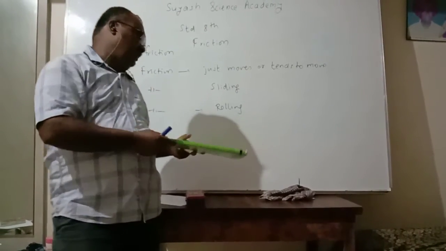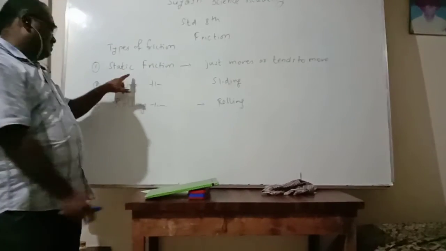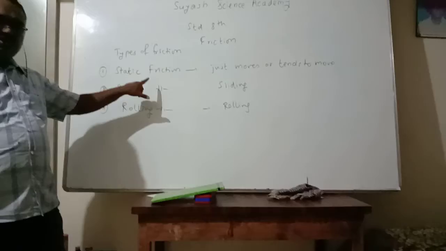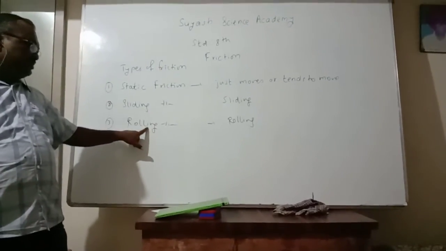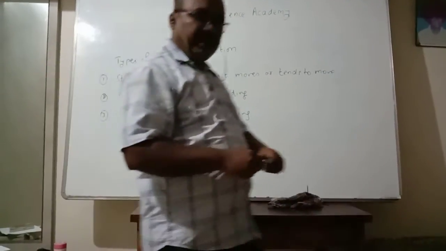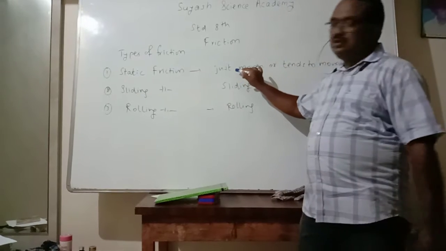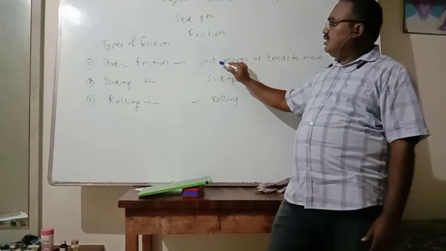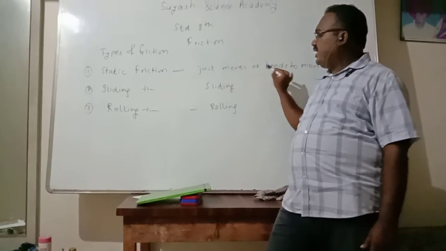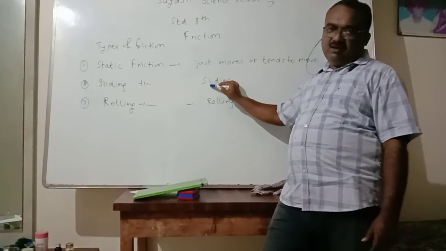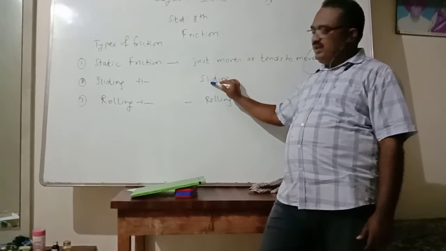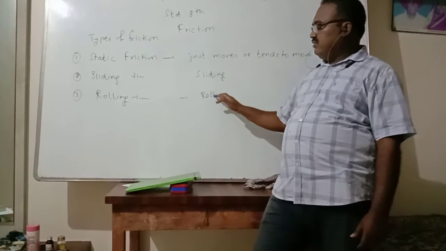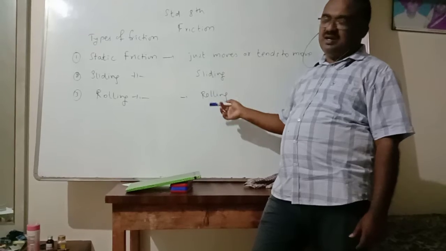So there are three types of friction. First is static friction, second is sliding friction, also called kinetic friction, third is rolling friction. Definitions: friction between two bodies in contact when one body just moves or tends to move; when one body is sliding over another body; when one body is rolling over another body.